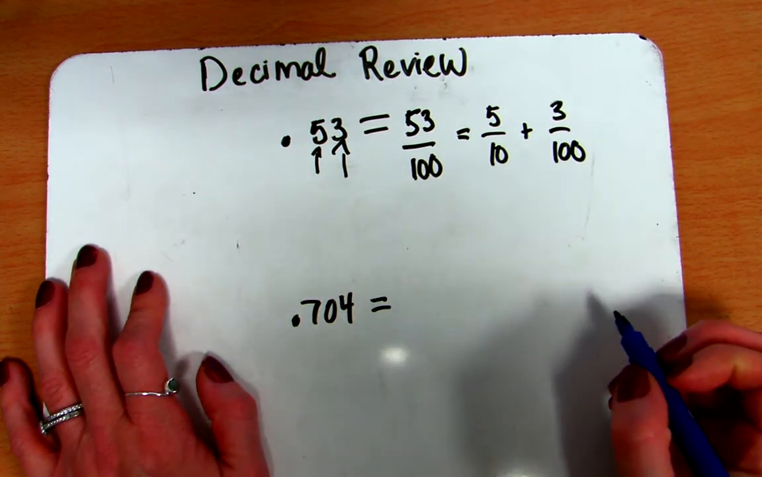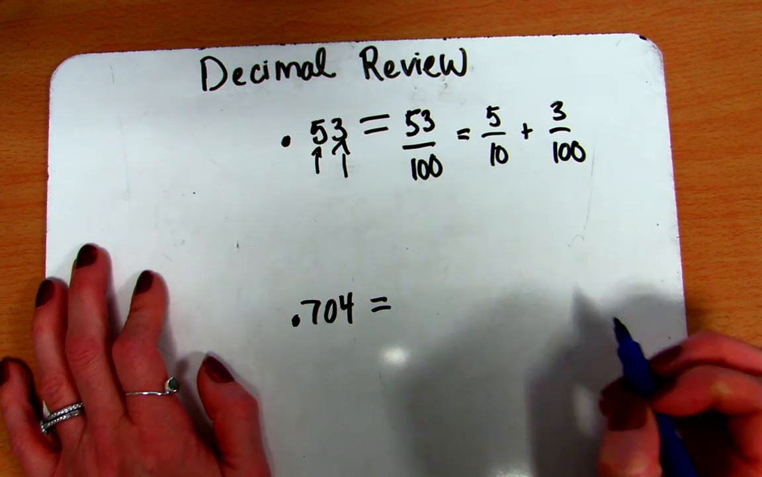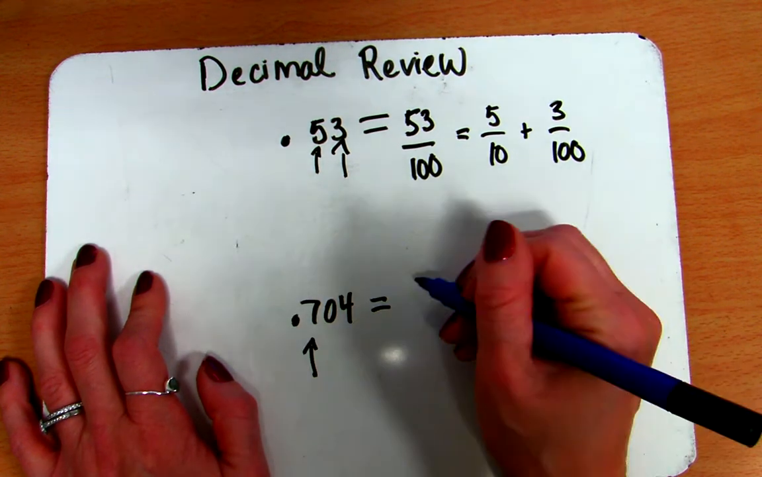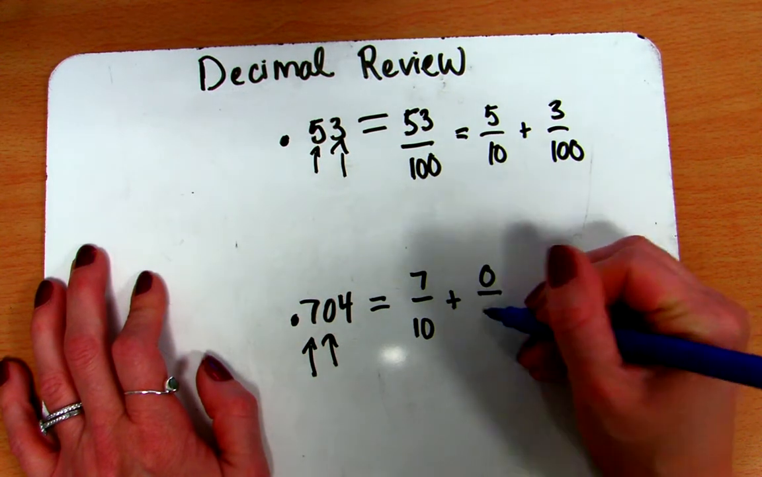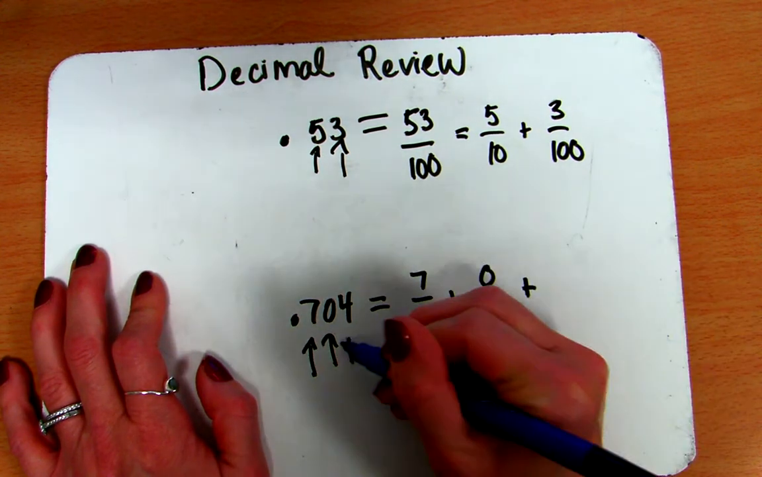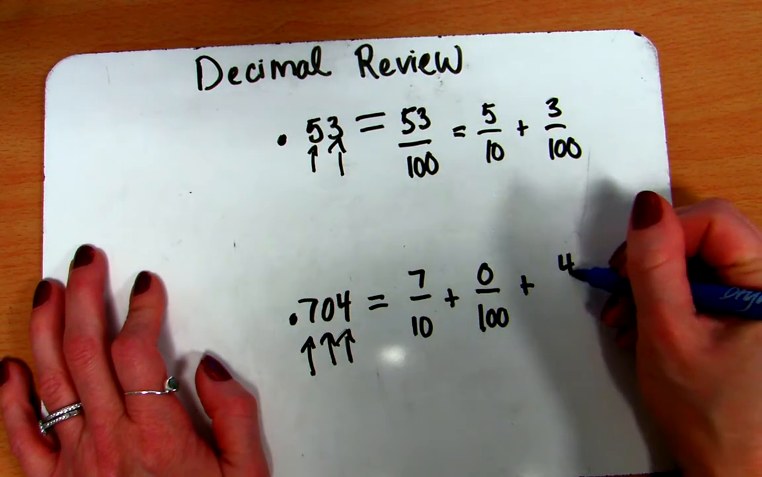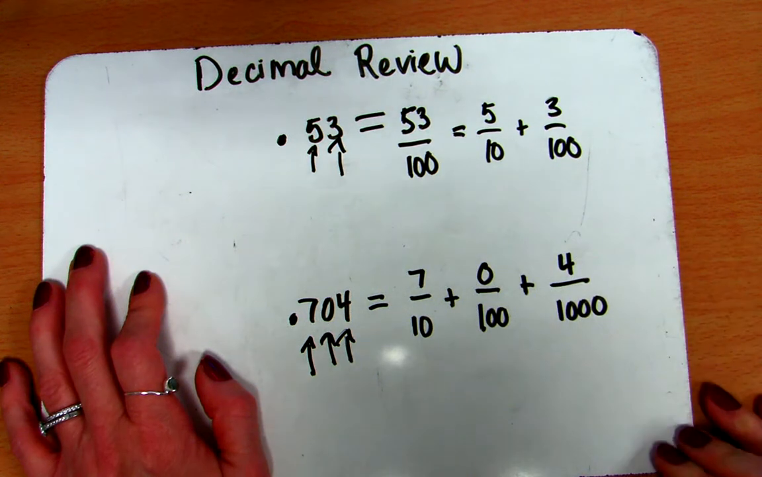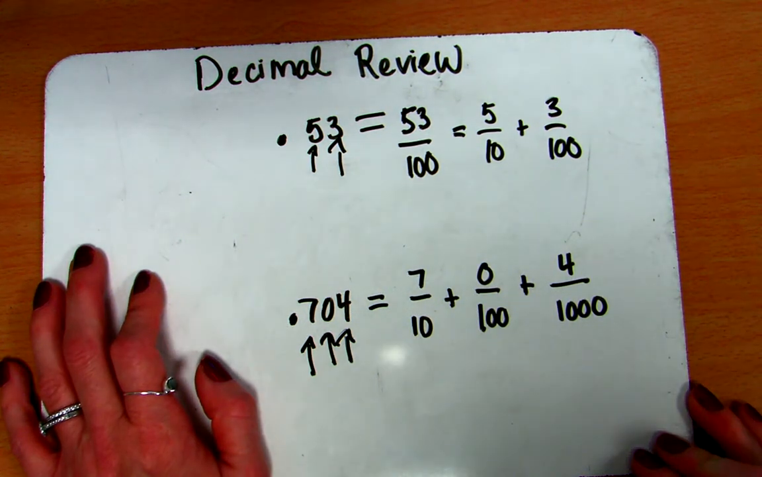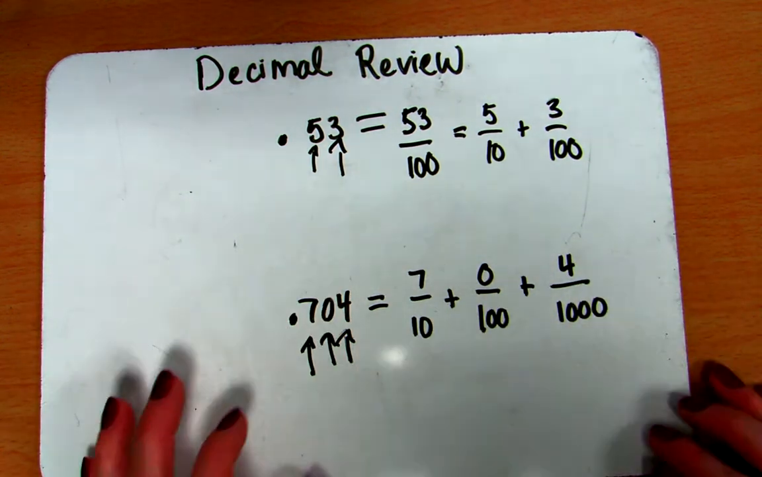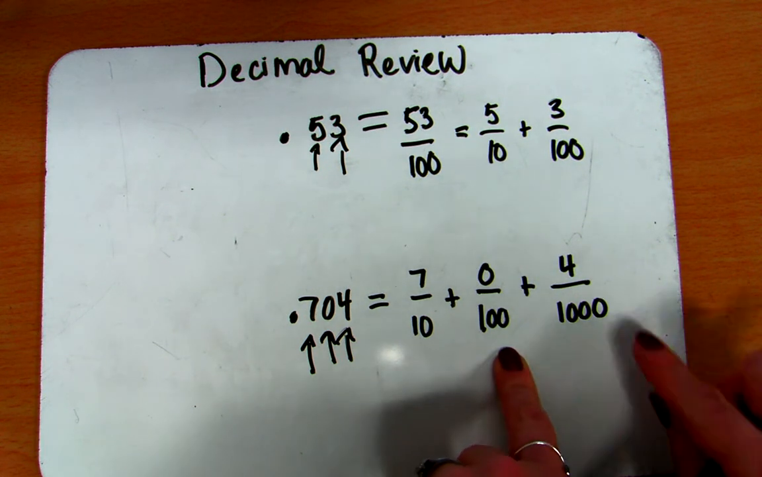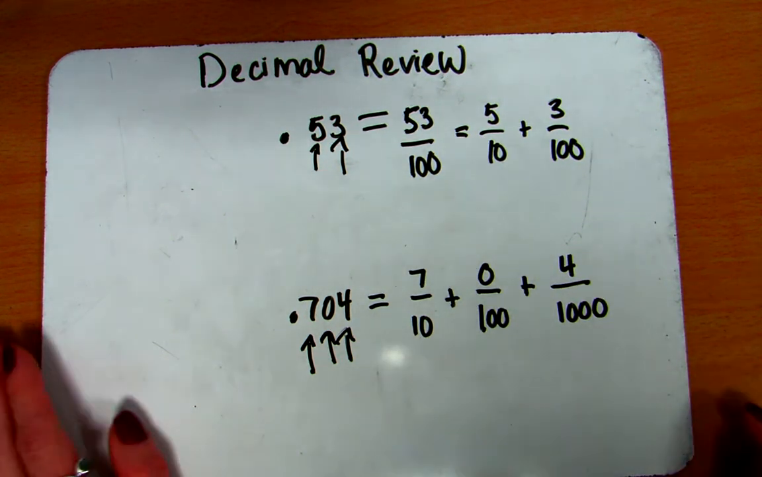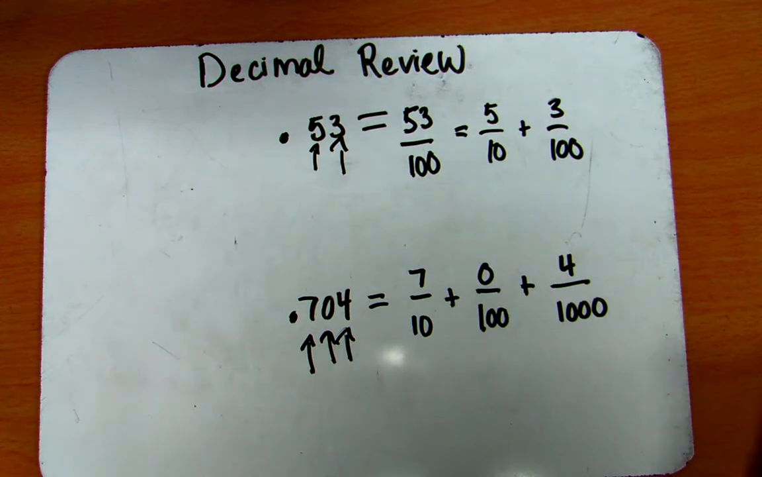Same with 0.704, 704 thousandths. I've got 7/10ths here in the tenths place. I have 0 hundredths in the hundredths place, and I have 4 in the thousandths place. So I can rewrite this as 7/10ths plus 0/100ths plus 4/1,000ths. And if I put those all together, this would be 700/1,000ths plus 0/1,000ths plus 4/1,000ths, which gives me 704/1,000ths.